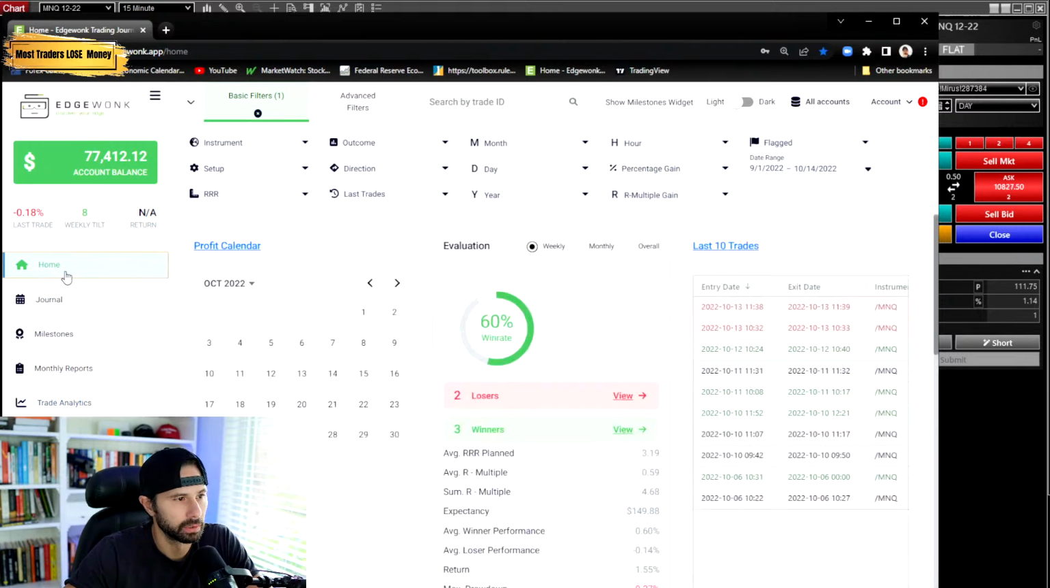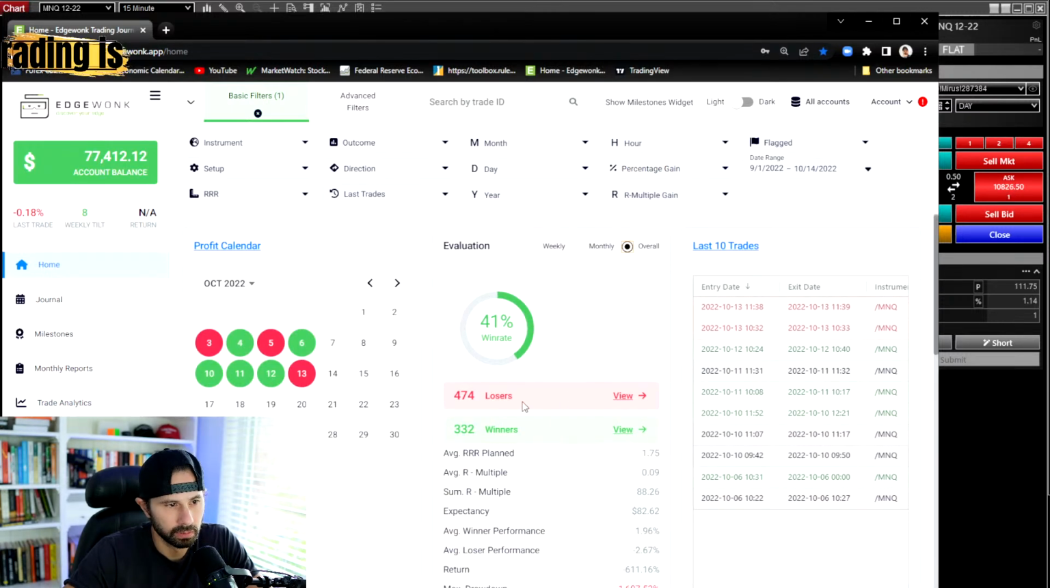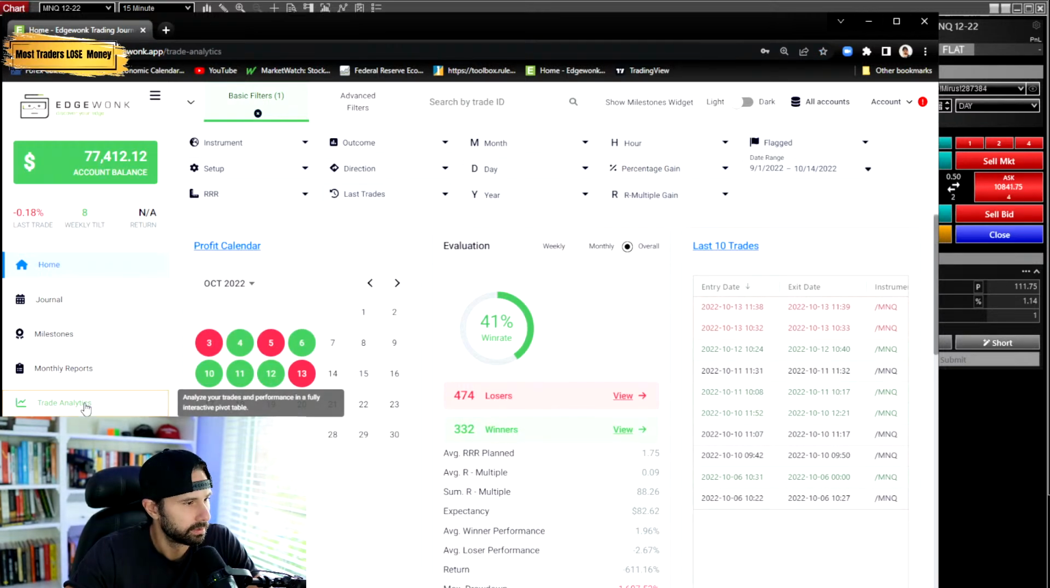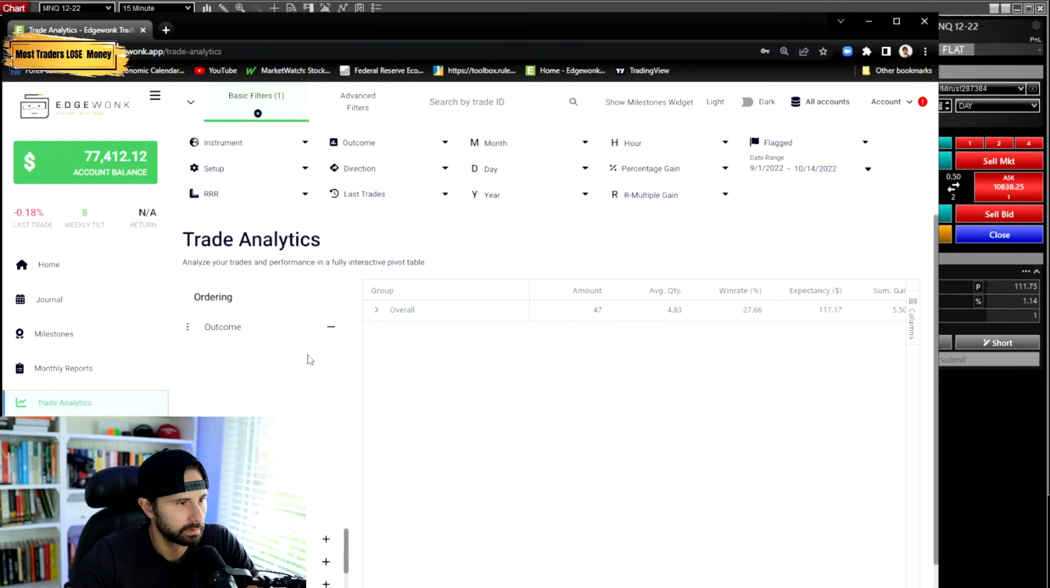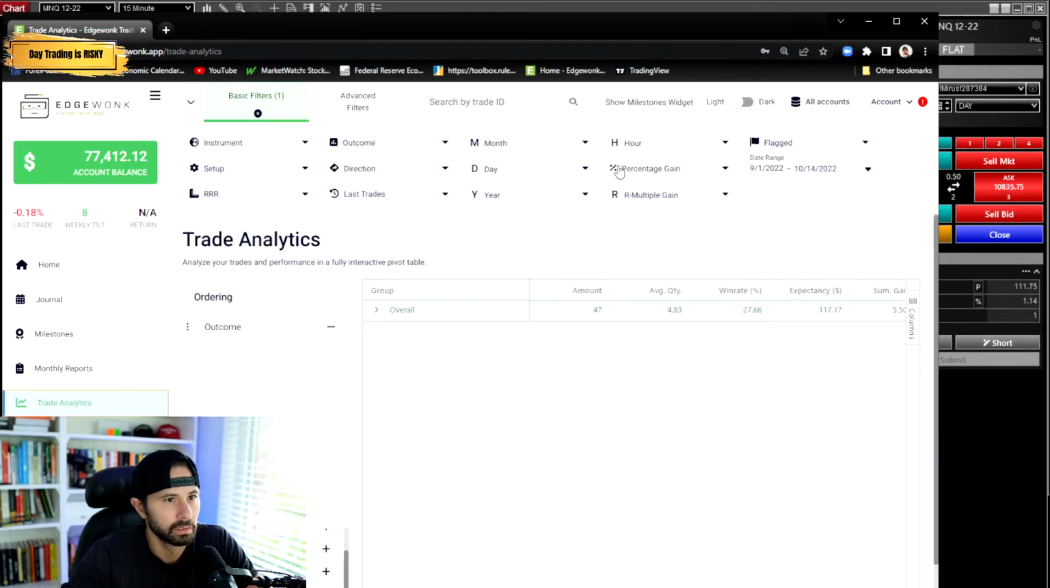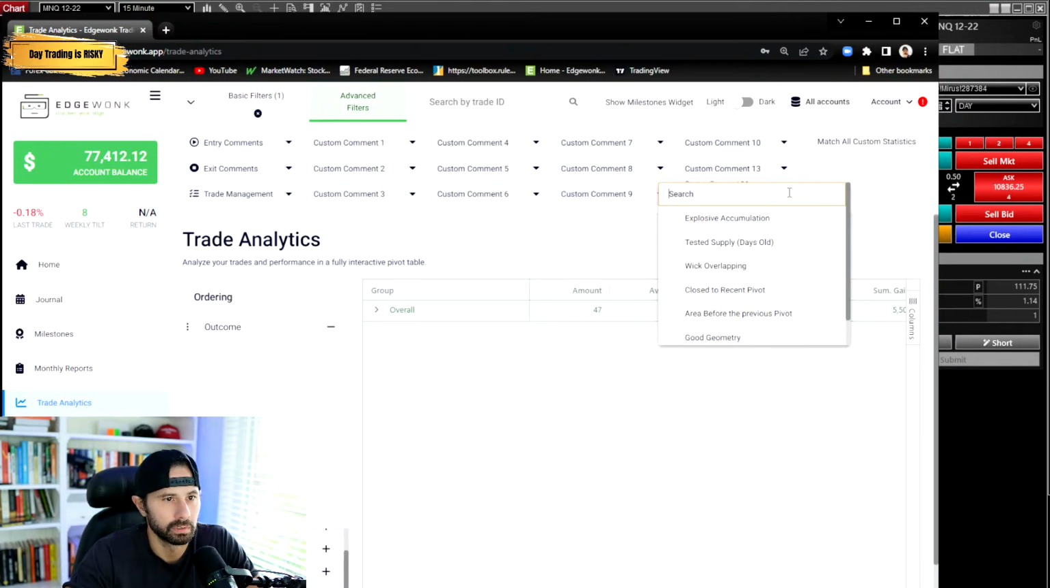Now, if I come here to home, overall 41%. I don't know why this is off, because I make retires, like I retire money and then I don't register. Average, some are overall. Trade analytics. What if I put here advanced filter?